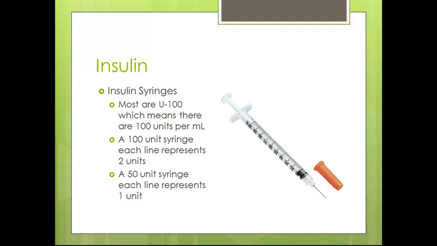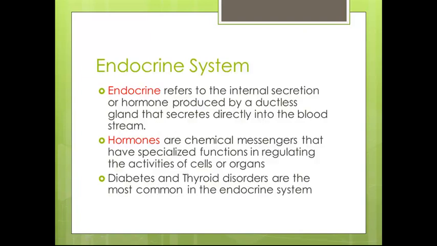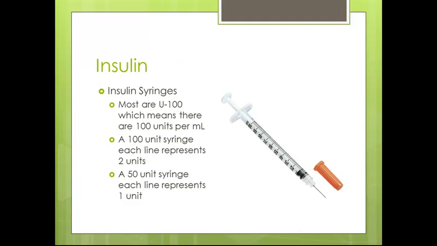So with insulin, there are specific insulin syringes that are typically used. Most are U100 or 100 unit syringes, which means there are 100 units per milliliter. On a 100 unit syringe, each line represents 2 units. So on here, you can see 20, 22, 24, 26, 28, 30. Each line is 2 units. On a 50 unit syringe, each line represents 1 unit. Most of the syringes out there that you will see are 100-unit syringes.